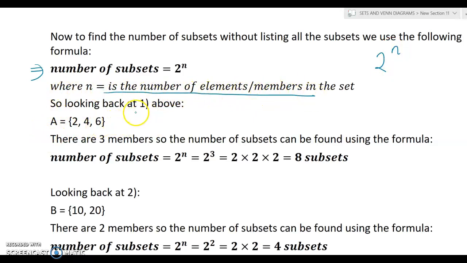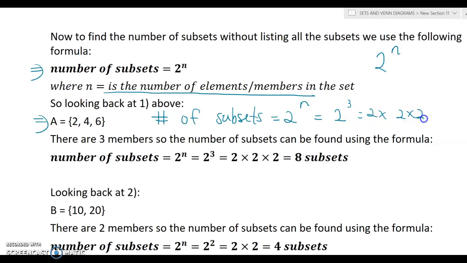So looking back at part 1, we had set A, which was 2, 4, and 6. Using the formula, the number of subsets is 2 to the power n, where n is the number of members in the set. I have 1, 2, 3 members, so it's really 2 to the power 3, which is 2 by 2 by 2, which is 8 subsets, right? And when we did list them out early on, we did get 8 subsets.